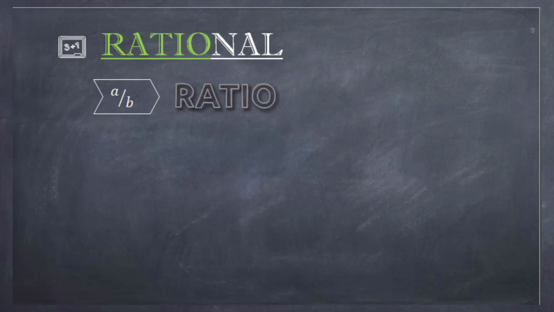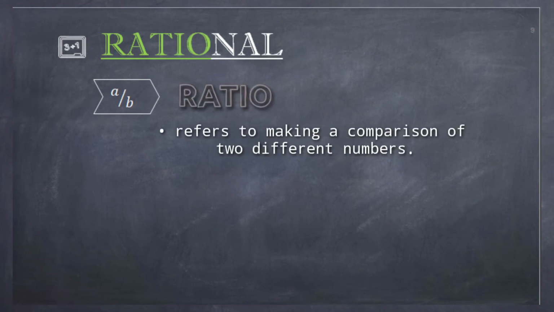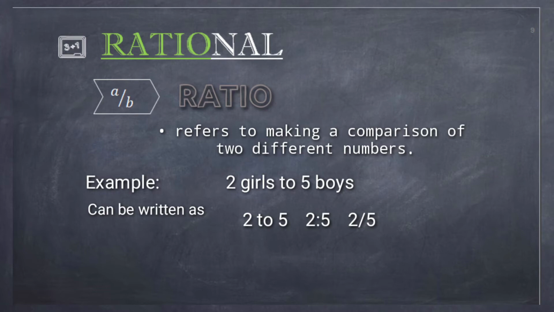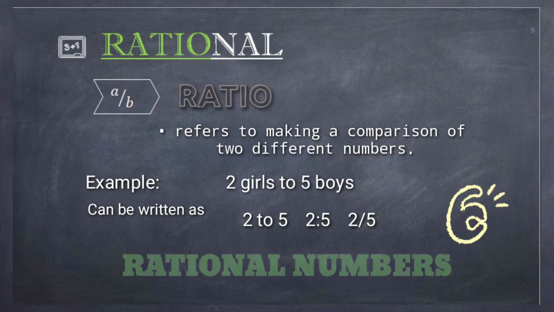The term ratio refers to making a comparison of two different numbers. For example, 2 girls to 5 boys. These can be written as the following: 2 to 5, 2 is to 5, or 2 over 5. And since we are able to write ratios in the form of a fraction, therefore, we can identify these numbers as rational numbers.